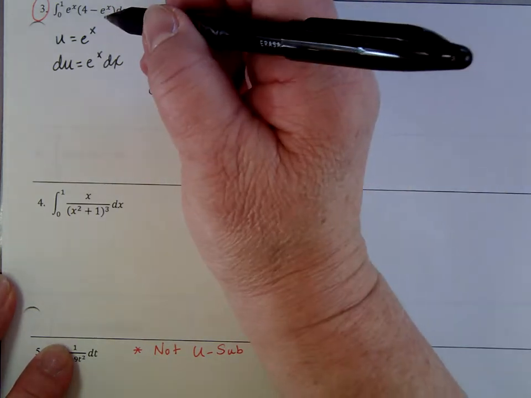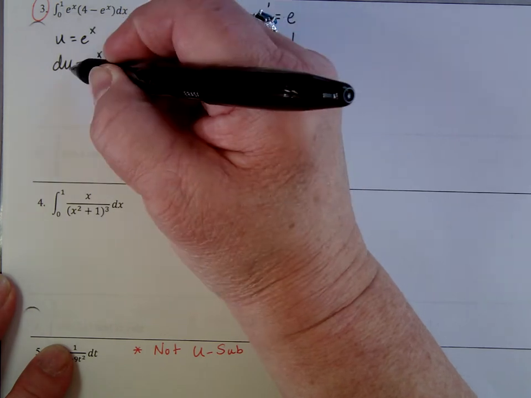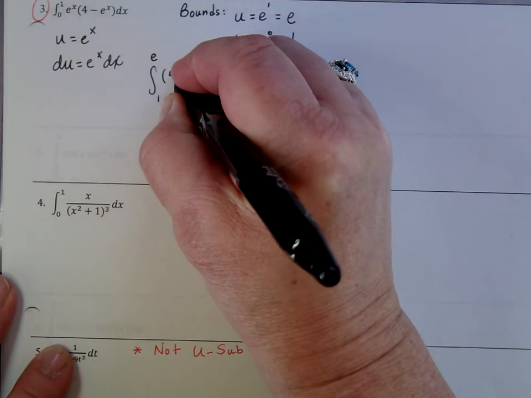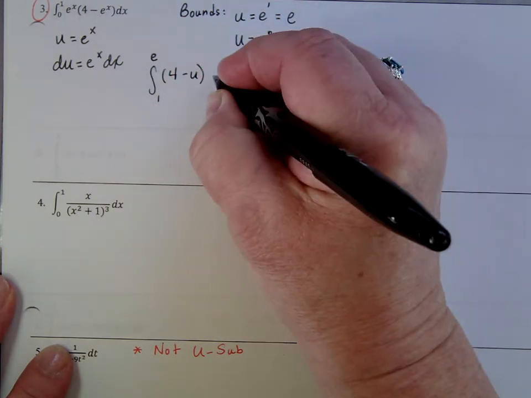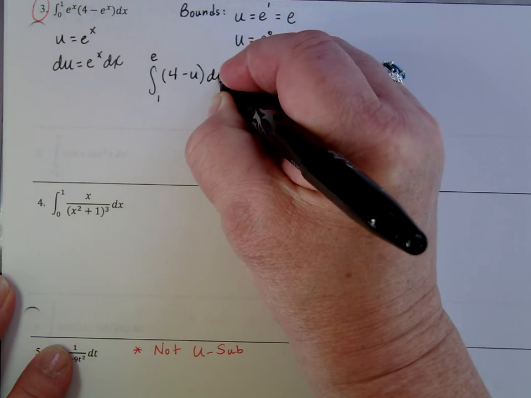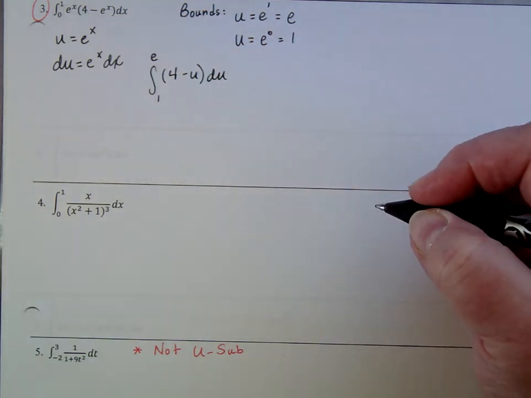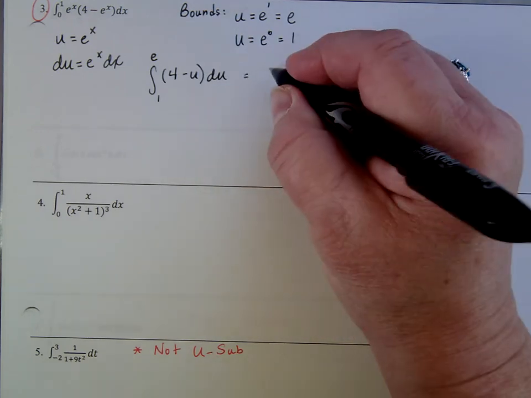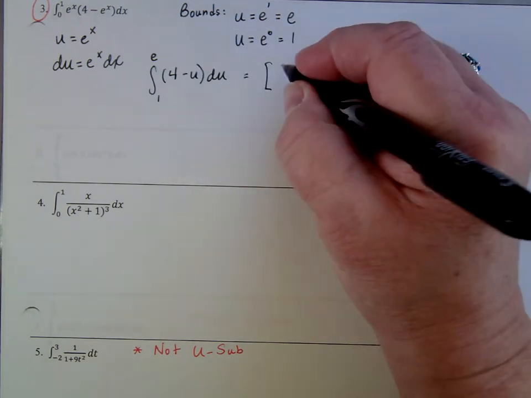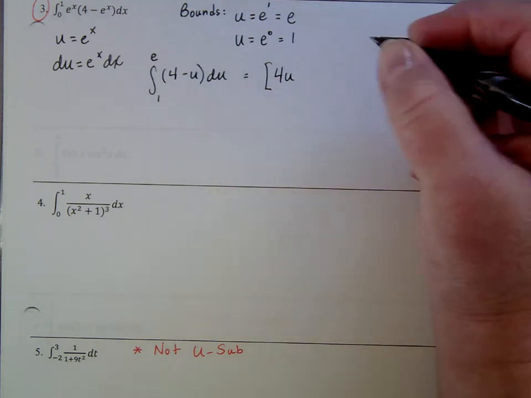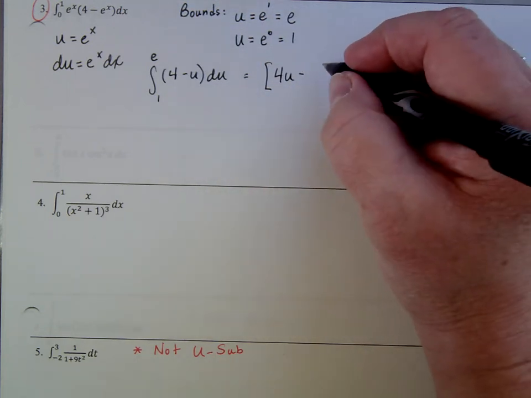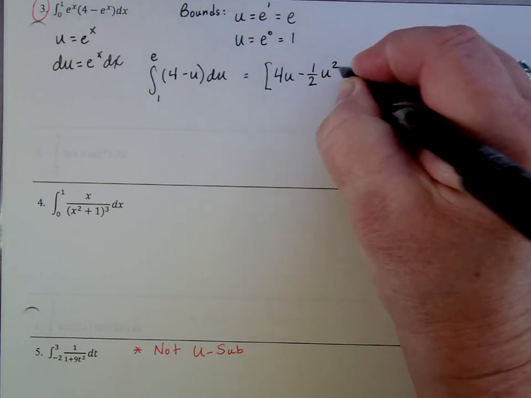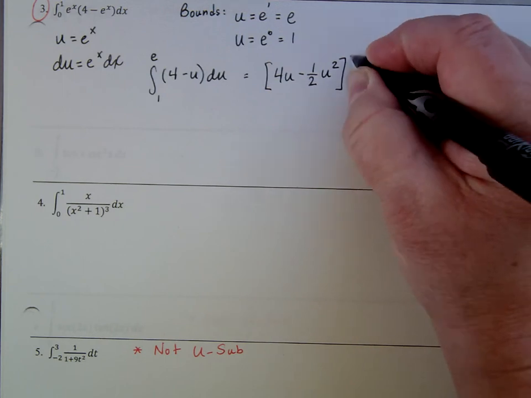And if I do my substitution, e to the x dx is my du. And this would be 4 minus u in parentheses. So I have 4 minus u, and then the e to the x dx is du. And so that's my situation. So now I'm going to take the integral of that. And so the integral of 4 is going to be a 4u. The integral of a u is add a power on, so that makes it u squared, but divide by the power. So 1/2 of u squared. And that's going between 1 and e.